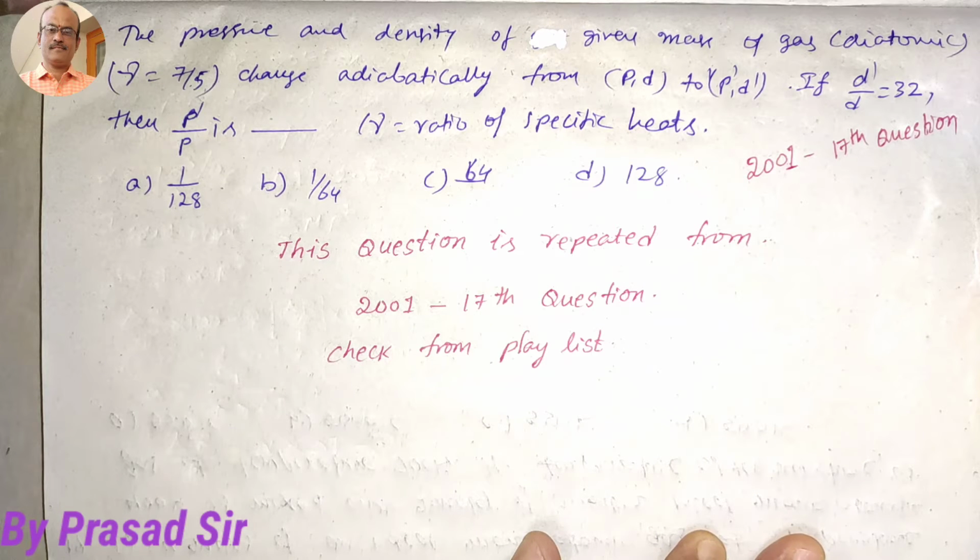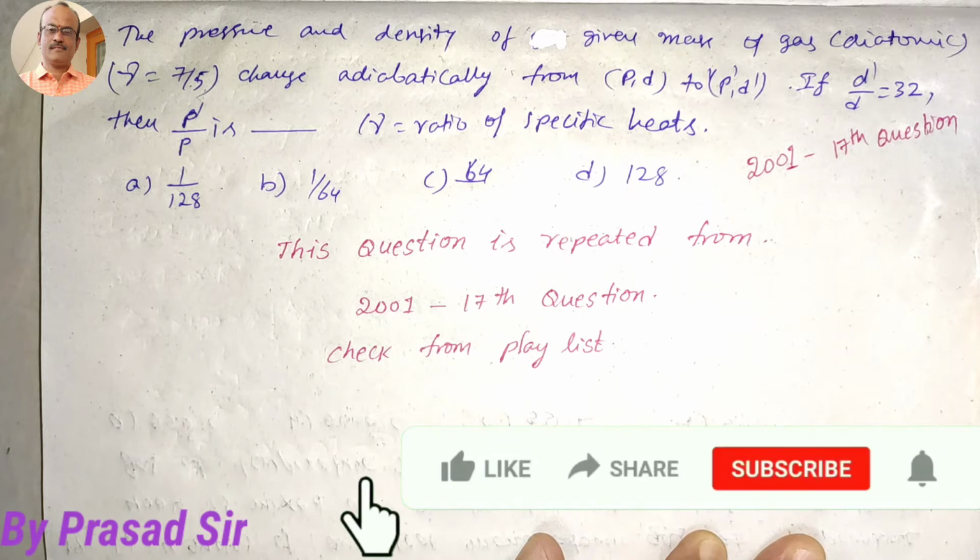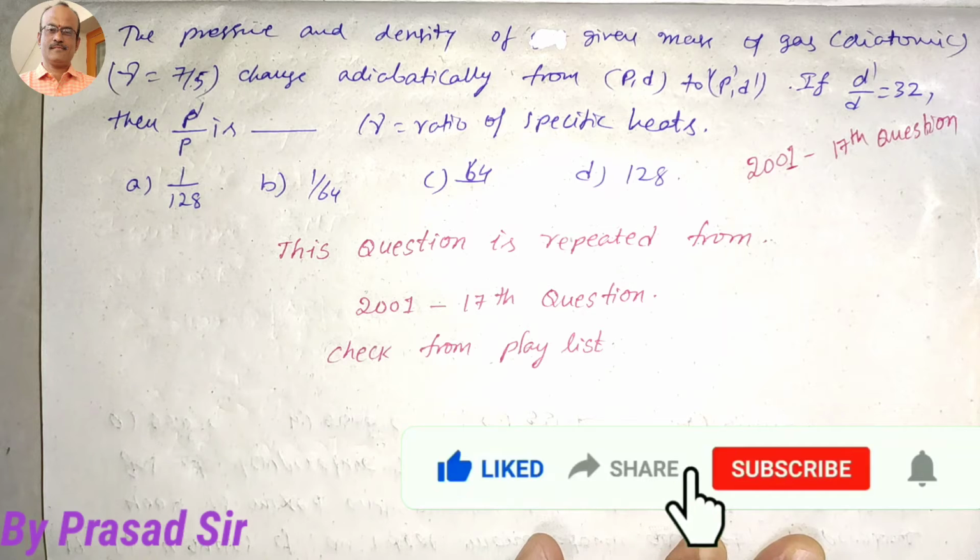Now observe the 18th question. The pressure and density of a given mass of diatomic gas, gamma is equal to 7 by 5, change adiabatically from P and D to P dash and D dash. If D dash by D is equal to 32, that means the density ratio is 32, then the pressure ratio P dash by P is how much? Gamma is the ratio of specific heats.